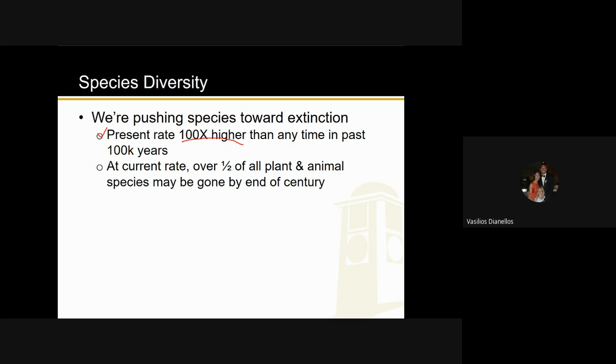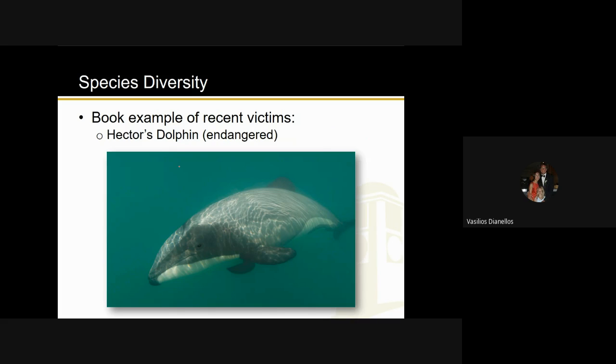Your book also gets a little bit specific. It says that at the current rate, over half of all plant and animal species might be gone by the end of the century. That's just from your book. I don't know how accurate that is, or the better way of putting it is, that's from back when the book was published. So things might be a little bit different now. Your book gives some examples. Hector's dolphin have recently gone extinct. So that's a species that has gone extinct in your lifetime.